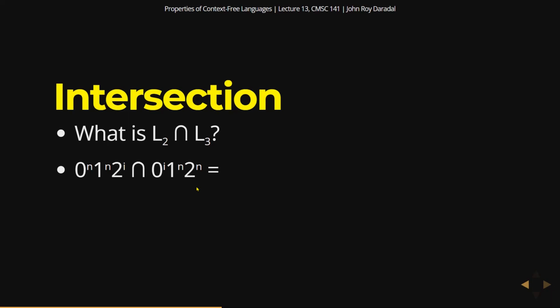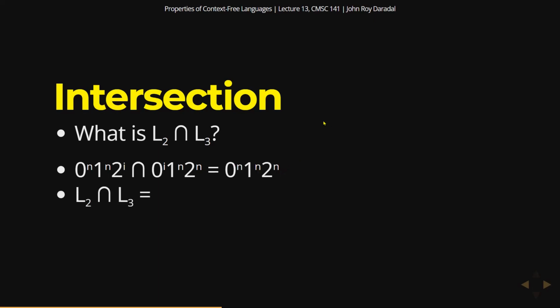Now, let me ask you this question. What is the intersection of the two languages? So what is the intersection of 0^n 1^n 2^i and 0^i 1^n 2^n? What is their common string? Well, their common string is 0^n 1^n 2^n, right? Because if n here becomes i and n here becomes i here, then that is 0^n 1^n 2^n.